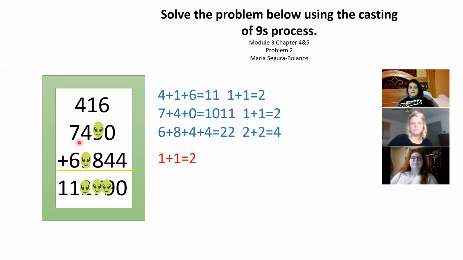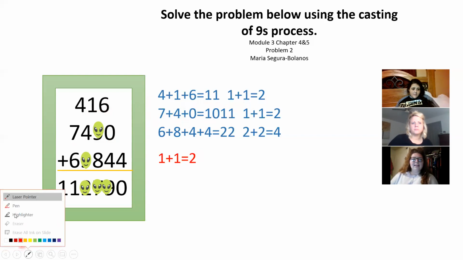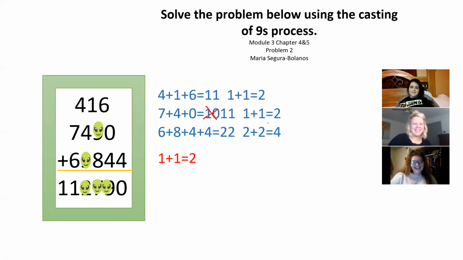The same thing with the 7 and the 4 over here. 7 plus 4 plus 0 equals, I mean, sorry, 11, not 10. Don't know where that came from. We're going to cast him away. So then we're going to break down 11. 1 plus 1 is 2.